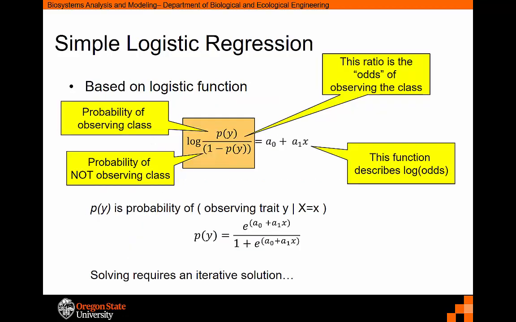The basic idea of logistic regression is to estimate the probability or likelihood of observing a particular response variable value, also referred to as a class. Logistic regression assumes that the log of the probability of observing the class divided by the probability of not observing the class is a linear function of the explanatory variable. This ratio is generally referred to as the odds of observing the class. In this case, the model parameters A0 and A1 can be estimated by transforming and rearranging the logistic function to solve for the probability of observing the class, where these probabilities are taken from individual observations.